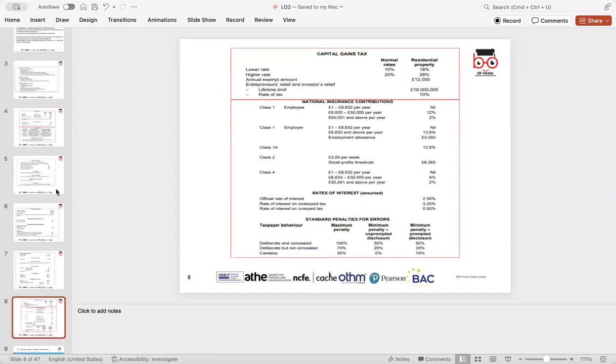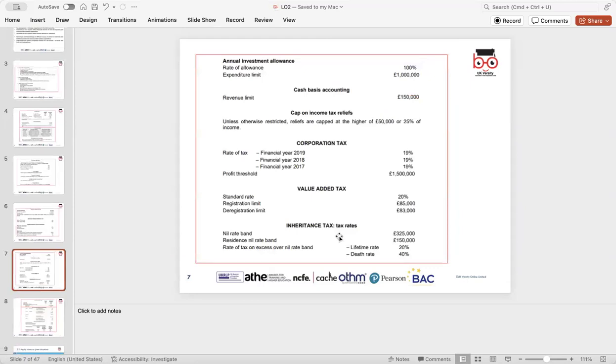Lastly, inheritance tax rates. This is the tax that is paid on the value of an individual's estate when they die, as well as on certain gifts made during their lifetime. There is a nil rate band of £325,000, meaning that no inheritance tax is payable on the first £325,000 of an estate's value, but any amount above this threshold is taxed at a lifetime rate of 25% or a death rate of 40%.